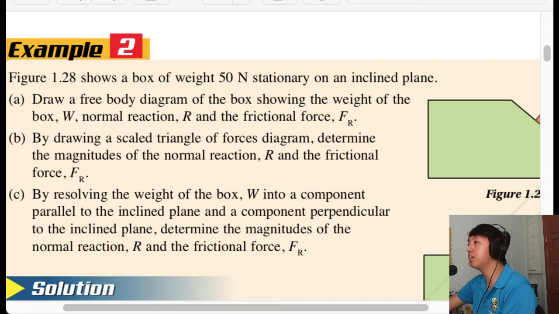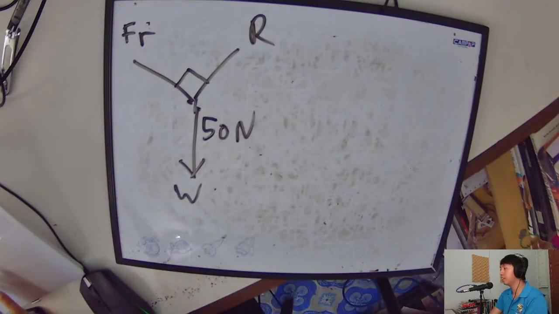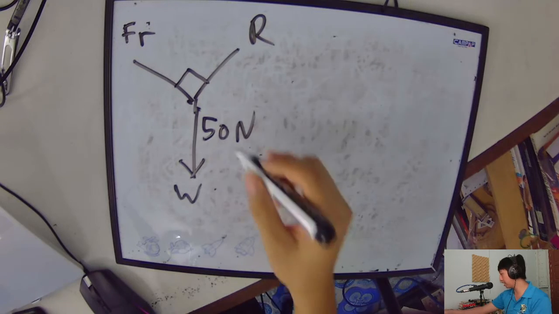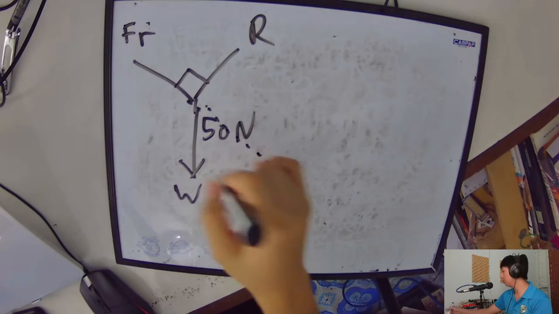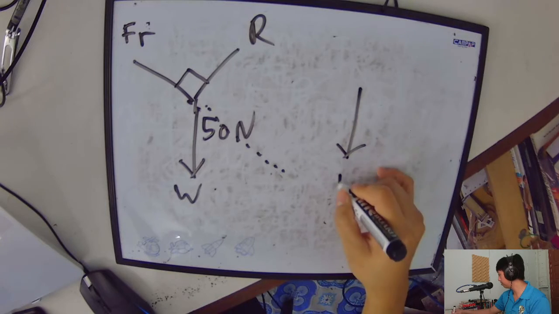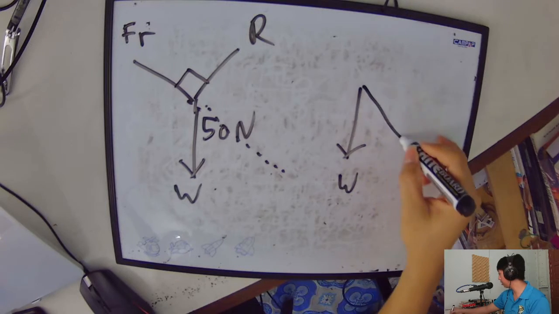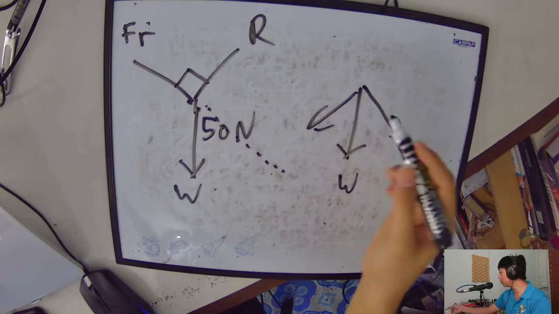By resolving the weight of the box W into a component parallel to the inclined plane and a component perpendicular to the inclined plane, determine the magnitude of the normal reaction R and the frictional force Fr. Sometimes the question gives you a long thing like that. Perpendicular to the inclined plane and horizontal, meaning in line with this here. So we take W and resolve it into the horizontal and the vertical. Most of you have done this already.